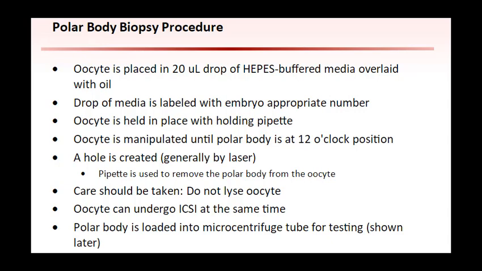If desired on day 0, ICSI can be performed. The oocyte is placed back into the incubator. The removed polar body is moved through a series of wash drops and then placed in a labeled microcentrifuge tube for molecular analysis, which will be discussed later. This tube containing the polar body is then sent to the genetics laboratory for processing.